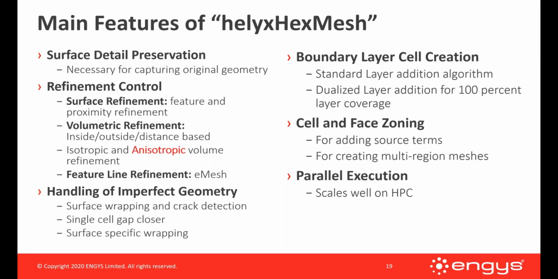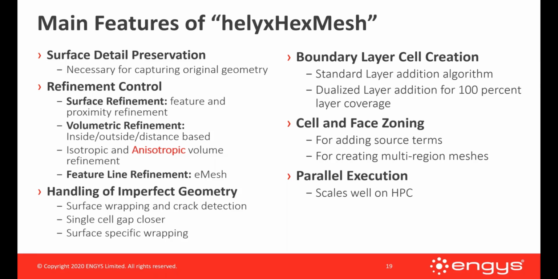Then we've got cell and face zoning. Why is that important? Well, cell zones are a way for us to select out a certain portion of the mesh in order to add a specific source term to a momentum equation like porous media or MRF, something like that. And then it also gives us the ability to create multi-region meshes to do something like conjugate heat transfer simulation. And then finally, parallel execution, it scales well in HPC.